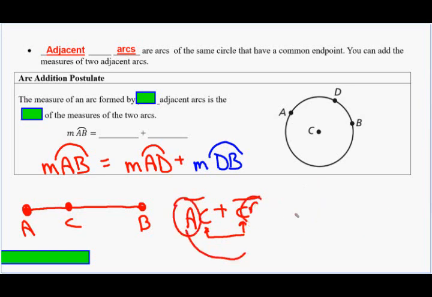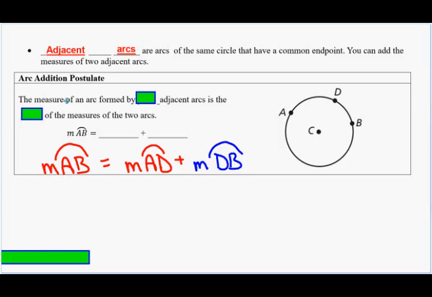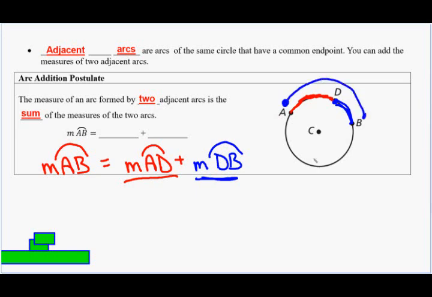Something similar is going on here with arcs. So the arc addition postulate says the measure of an arc formed by 2 adjacent arcs is the sum of the measures of the 2 other arcs. So I rewrote it down here where I had a little more space. The measure of arc AB is equal to the measure of AD, I'll color that here in red, and then plus the measure of arc DB. So they share point D, so we can add those together and go right from endpoint A all the way to endpoint B, arc AB.